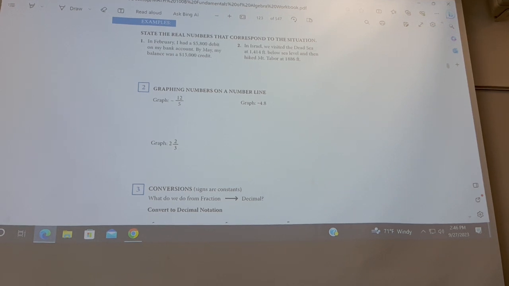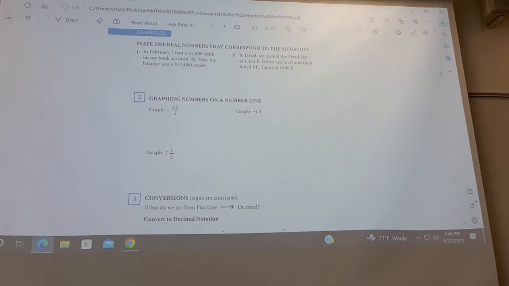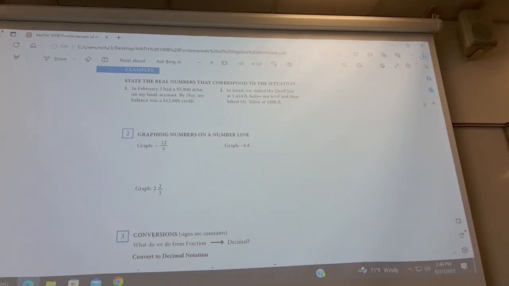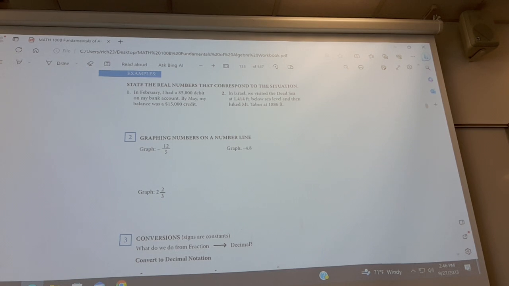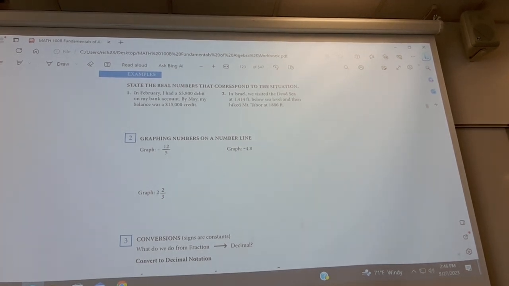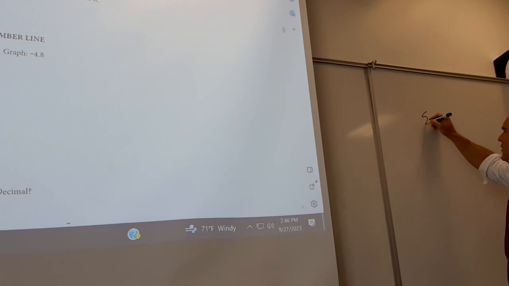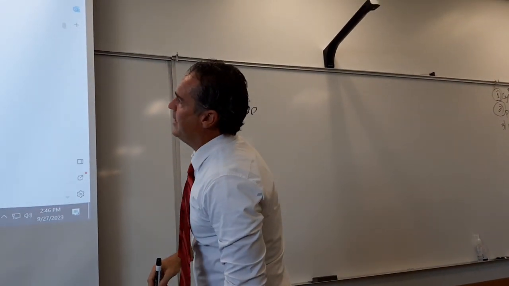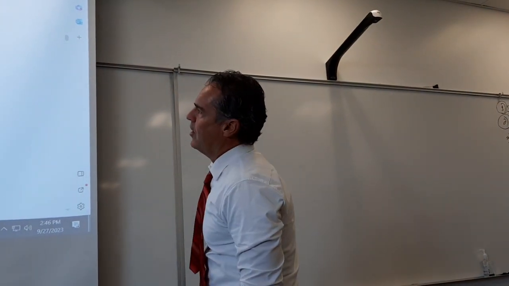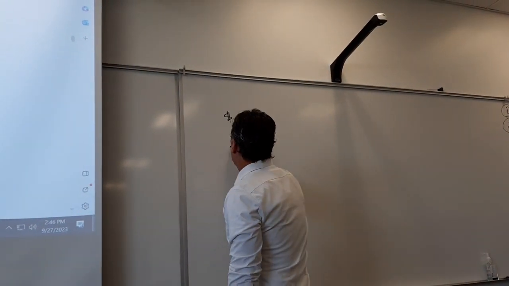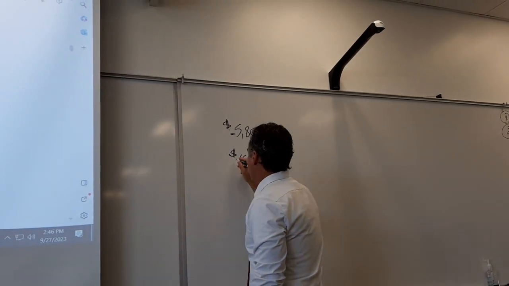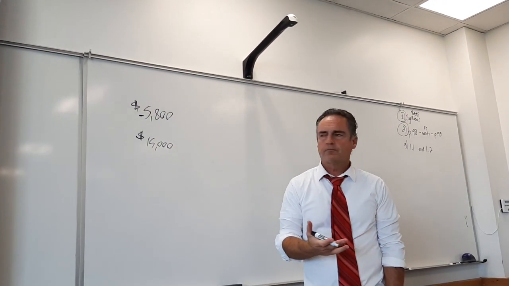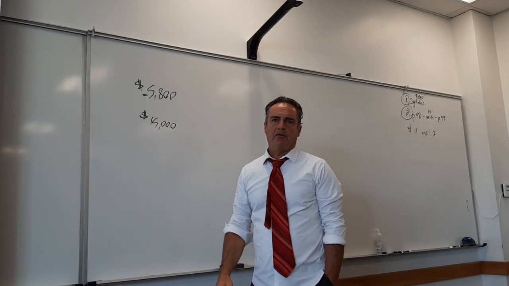Okay? So in February, I had a $5,800 debit on my bank account. By May, my balance was $15,000 credit. State the real numbers that correspond to the situation. So I'm going to help you with this first one. The first one is $5,800, a debit, so that's negative $5,800, and the second one is positive $15,000. And we don't write plus in front of a positive number, do we? We just write the number. We good? So that's negative, and that's positive. Cool?